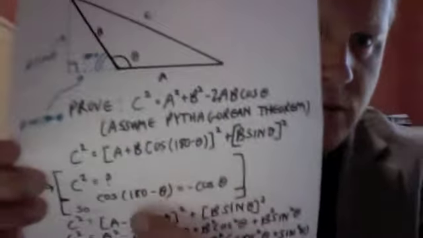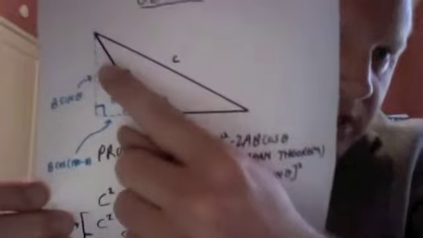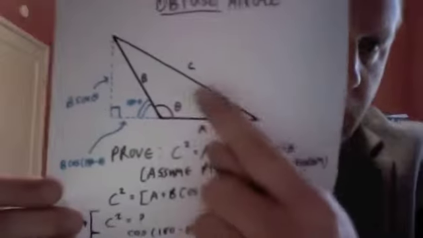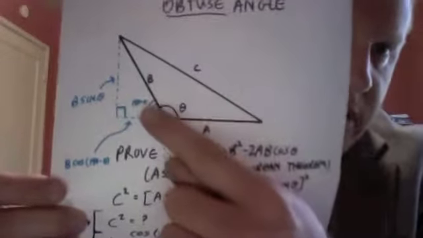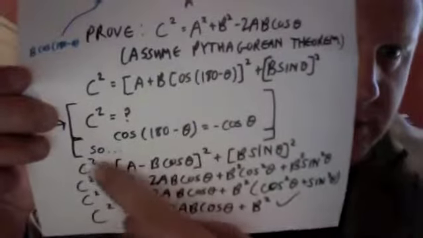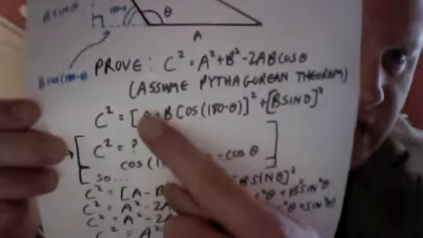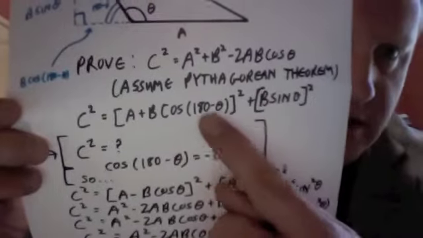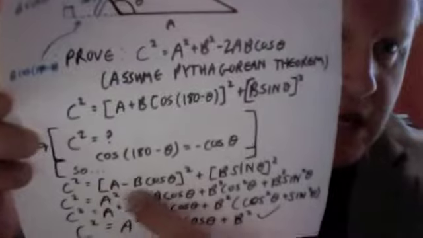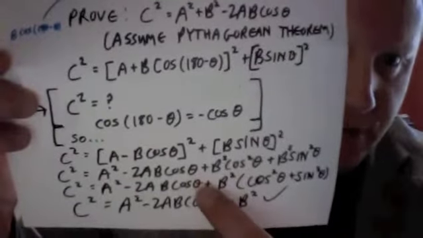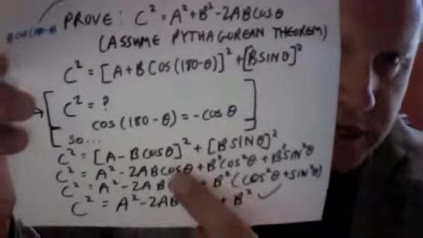Now, the reason I leave B sine angle alone is because the sine of the angle would be the same for theta and for 180 minus theta. Okay, so I have the exact same formula that I have on the other page. Instead of A plus B cosine of 180 minus theta, I have A minus B cosine theta. And sure enough, I go through the exact same process that I did before, foiling it out.